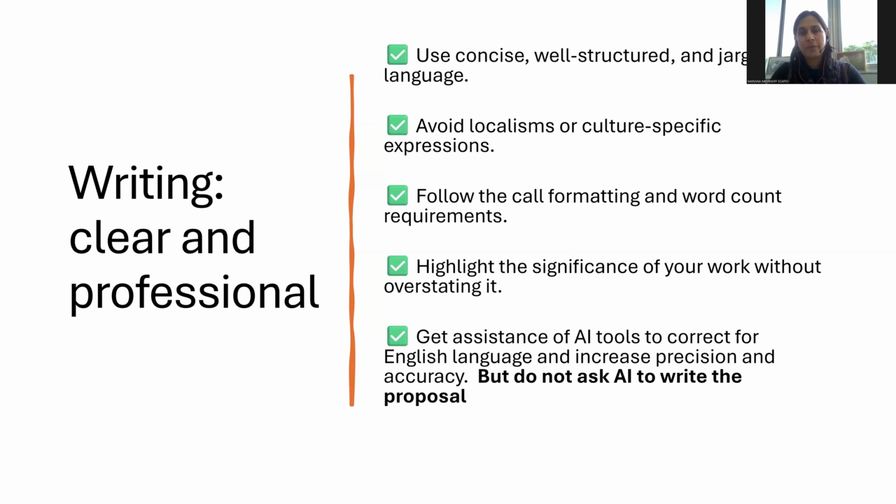pushing too much. And nowadays, there's no excuse for poor language, because you can get assistance from artificial intelligence tools that can help you correct the English if it's a proposal to be written in English, and increase the precision and accuracy of what you say. But it's very important that you do not use AI to write the proposal, but to help you make the proposal more rigorous and well written.